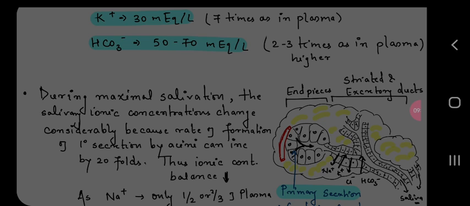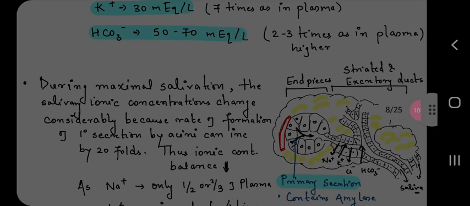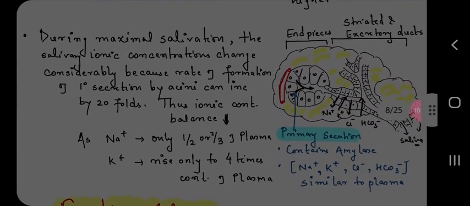During maximal salivation, the ionic concentrations change considerably because the rate of formation of primary secretion by acini can increase by 20 fold. Thus, the ionic content balance changes in the striated and excretory ducts.